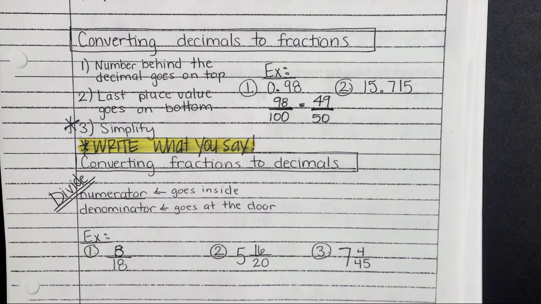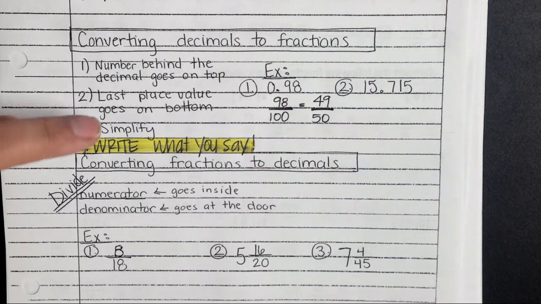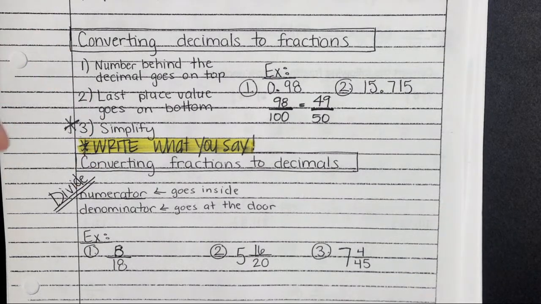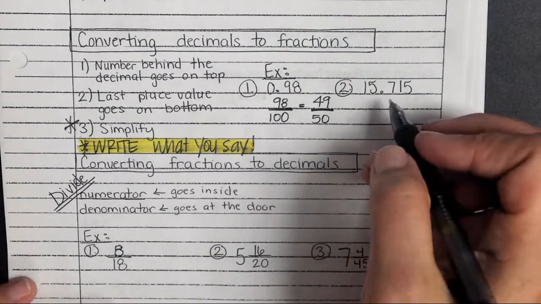So honestly, when you are changing from a decimal to a fraction, you write what you say. Before you simplify, all of your denominators will be 10, 100, 1,000, 10,000. I think we really won't go beyond 1,000. Only in your decimal place values: tenths, hundredths, thousandths, 10,000ths. Okay?